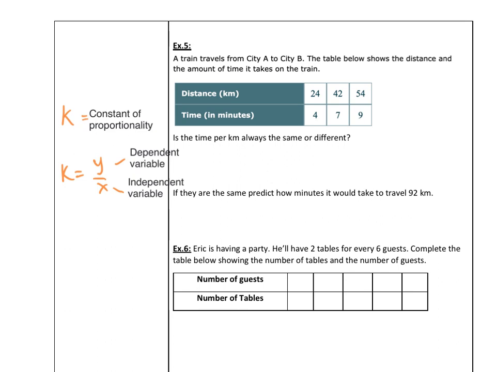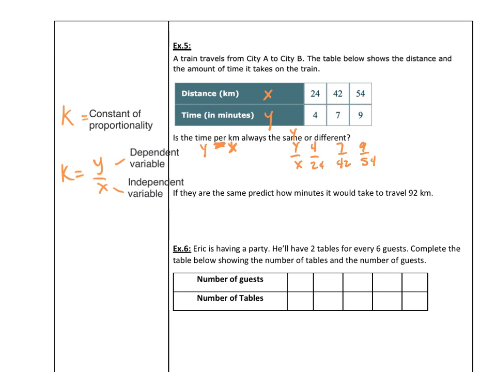So if we're doing y per x, then when we see this per, we know that this is the y and this is the x. It's not y equals x, it's the per. So it's going to be y over x. Time is our y and kilometers are our x. So we're going to put y over x on each one of these. Here's the y: I'm going to put 4 over 24, 7 over 42, and 9 over 54.